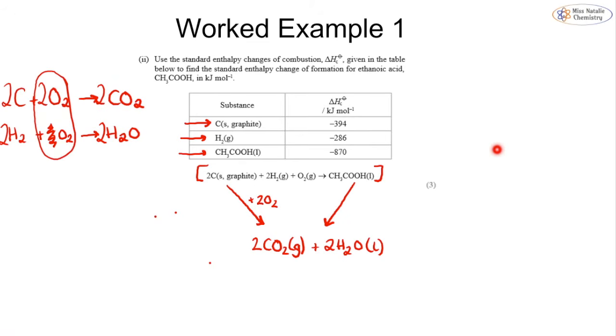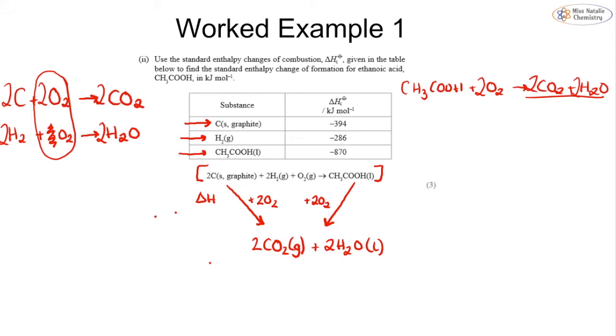When I come to the other side, if I take my CH3COOH and I react that with oxygen, I know I'm going to make CO2 and H2O. When I balance these, I'm going to make 2 and 2, and I need 2 moles of oxygen to do that. Notice that I'm making 2 CO2s and 2 H2Os, which are already my products that are at the bottom. So now I have my Hess's cycle.